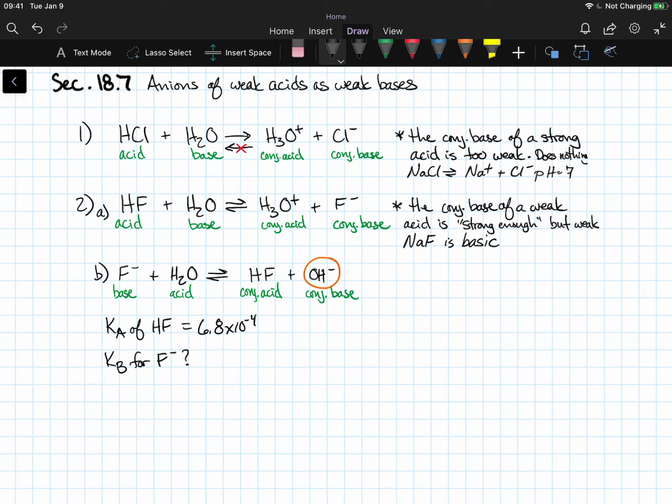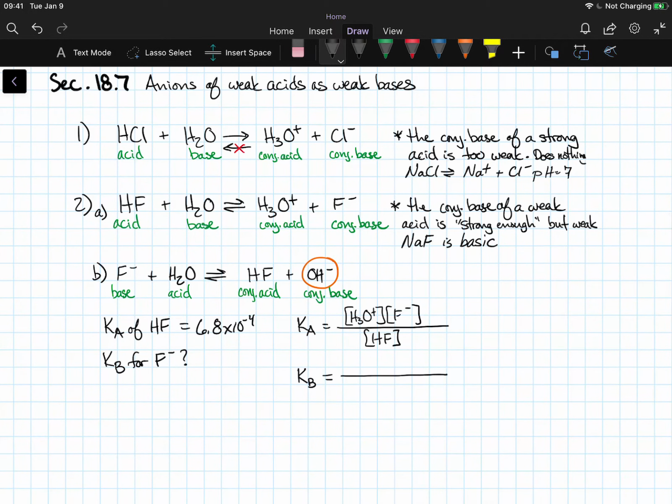What we can do is we can write out what each one of these is. So for the equilibrium reaction Ka of HF, that's reaction 2A. Ka is going to be concentration of products over reactants. In this case, our products are H3O plus and F minus, and our reactant was HF. And for Kb, that's reaction 2B. Again, it's products over reactants. Our products are HF and OH minus, and the reactant was F minus.